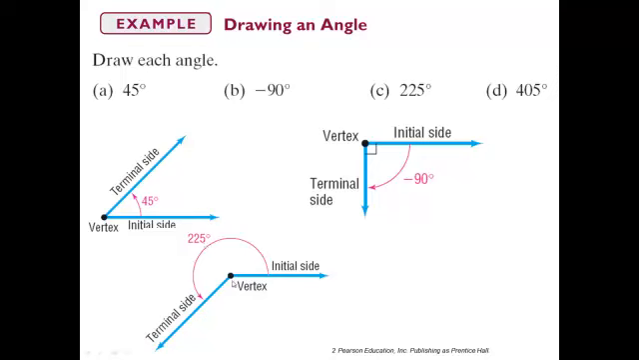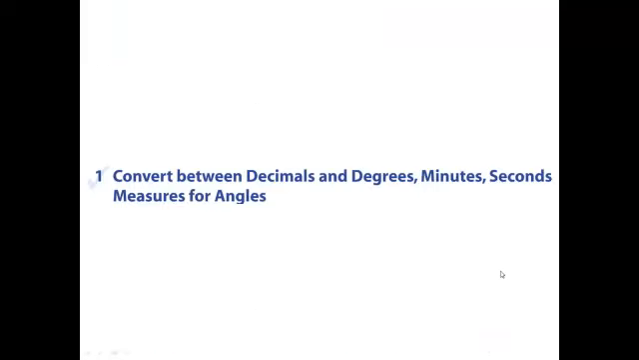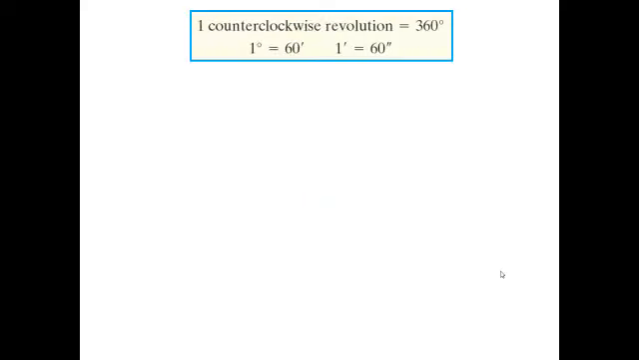225 degrees. Here is the vertex, initial side, terminal side, and this opening is 225 degrees because the angle is positive in this direction, counterclockwise. And finally, this one is also positive, it goes one whole revolution, which is 360, and a little bit more to get to 405.